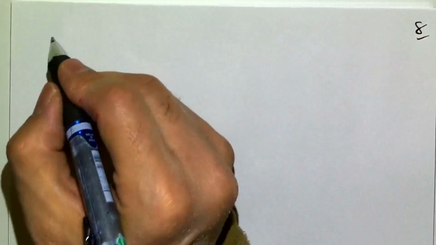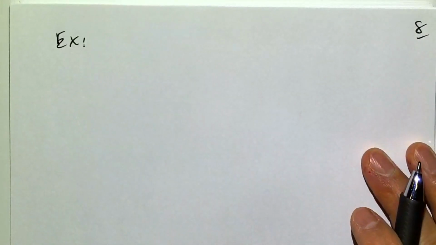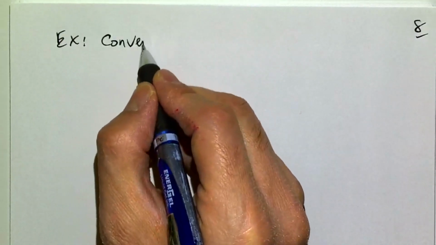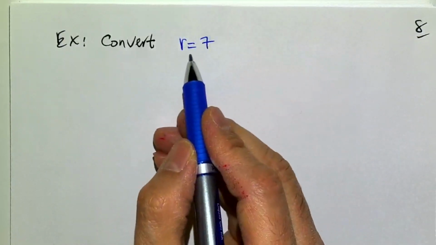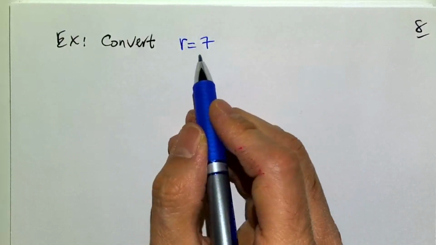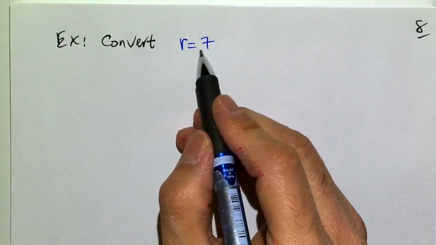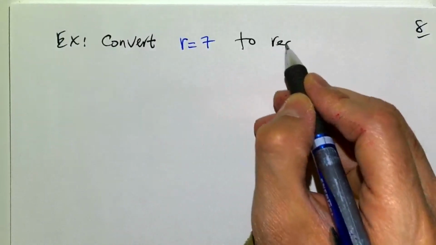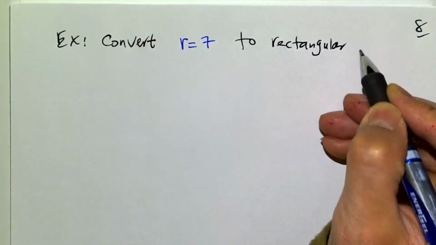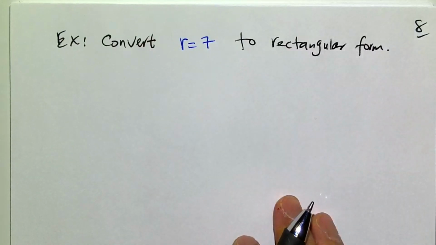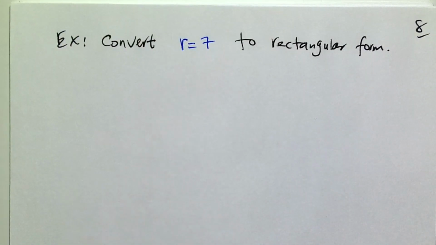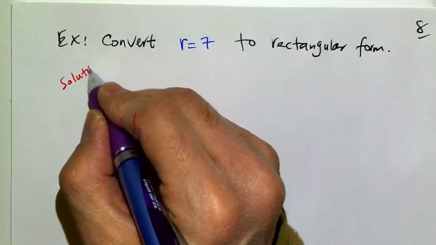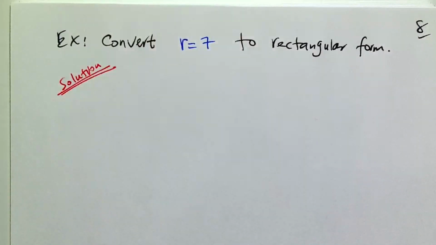Suppose we want to convert r equals 7. What form is that? It's polar form, right? This equation is in polar form. Convert this equation in polar form to rectangular form. Okay, so again, please pause the video.